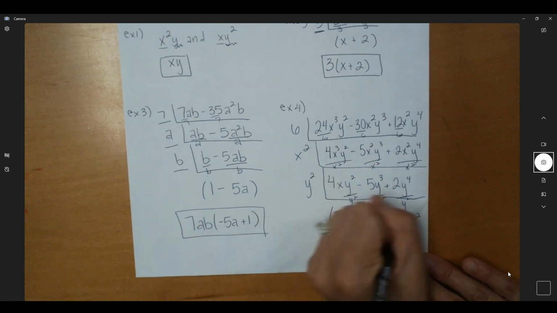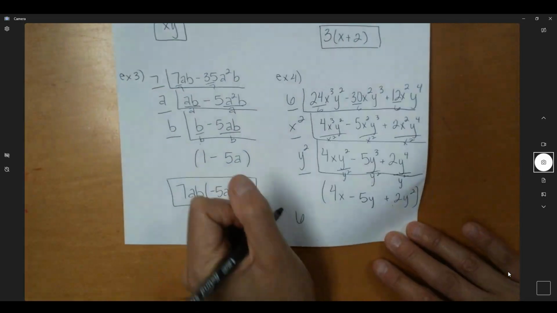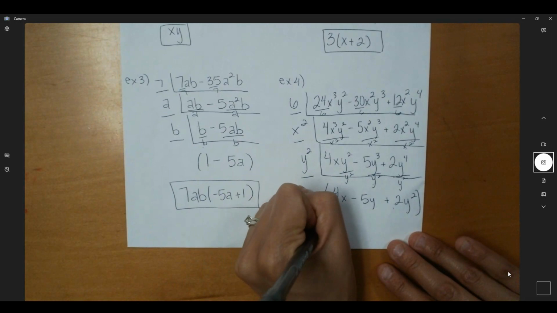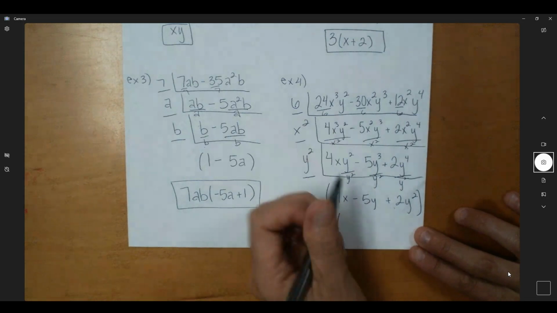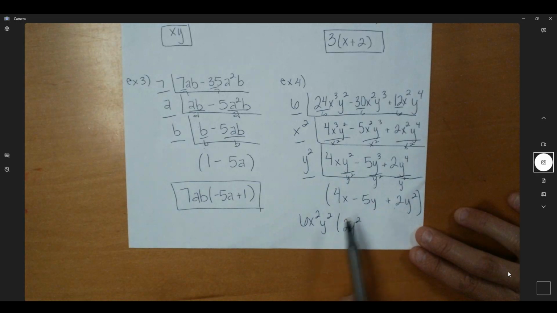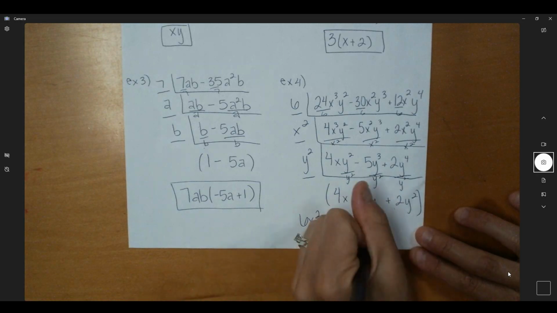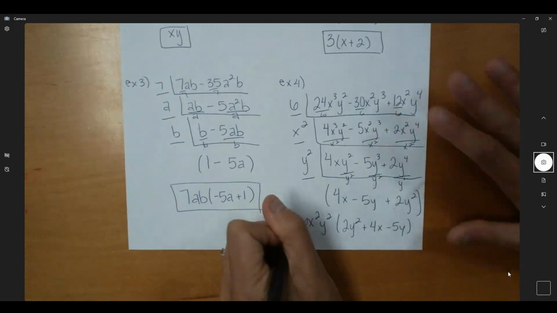So this is going to be my parentheses, and my GCF will be on the outside. So we have 6x squared y squared, parentheses. We want to put this in standard form, so the highest degree is going to be this one, 2y squared, and then these both have the same degree, so we'll do it in alphabetical order, plus 4x minus 5y. And there you go.